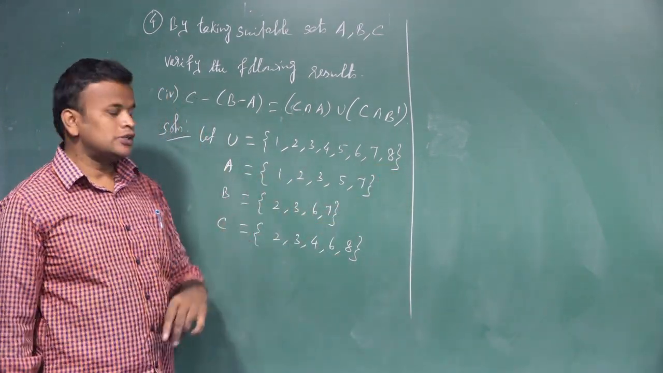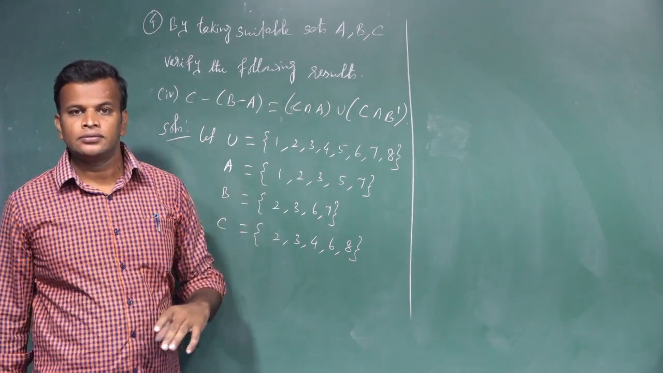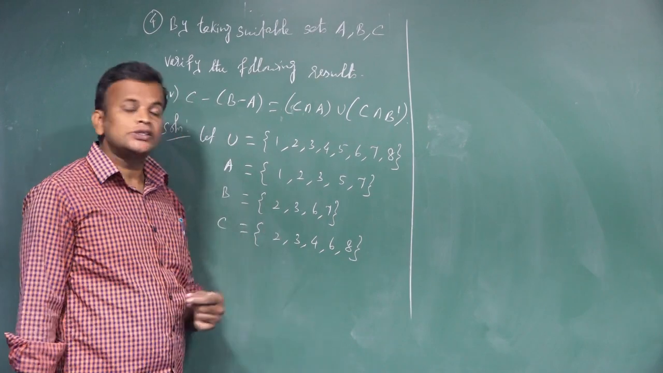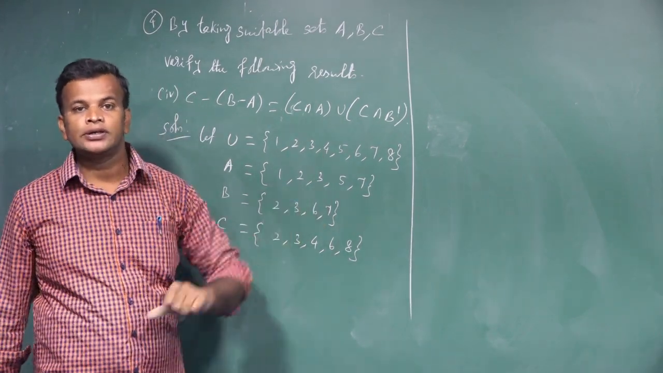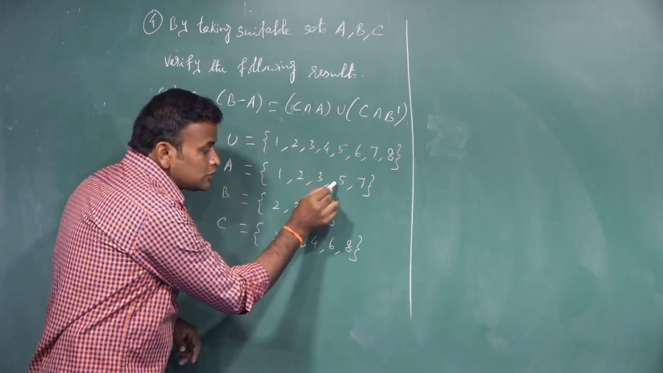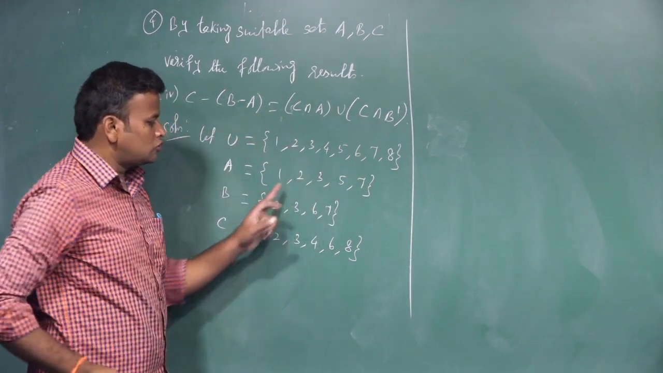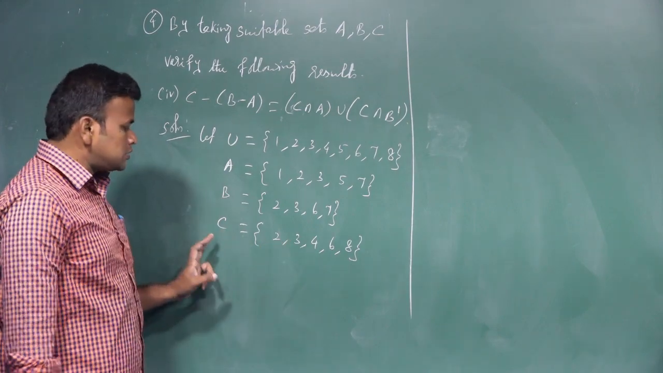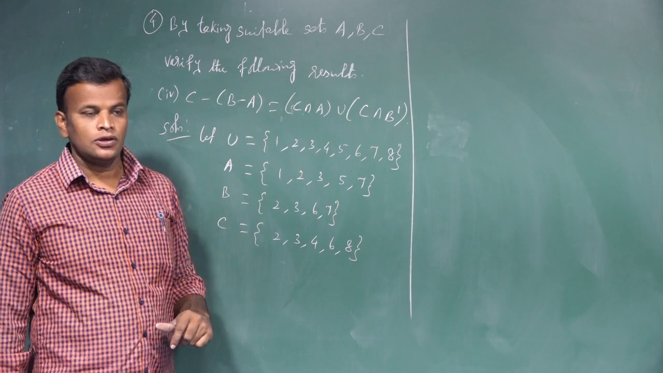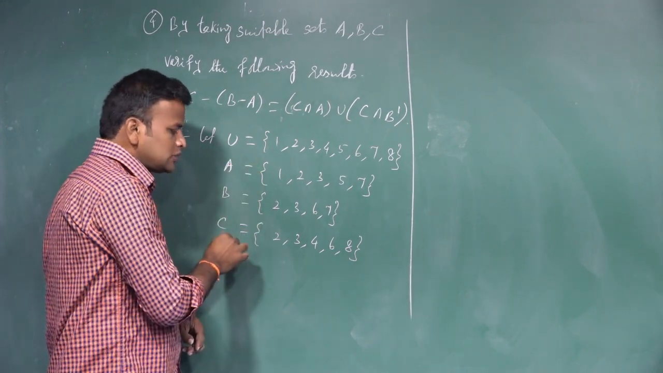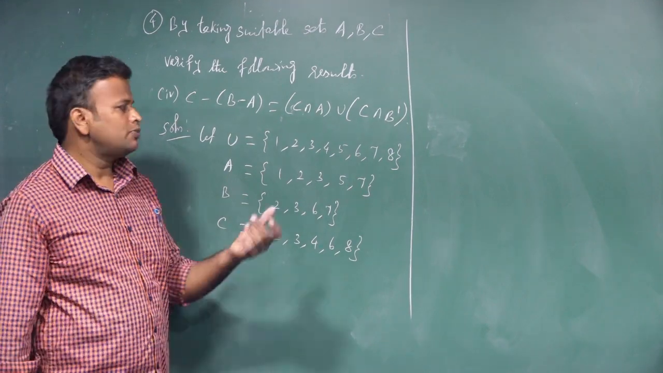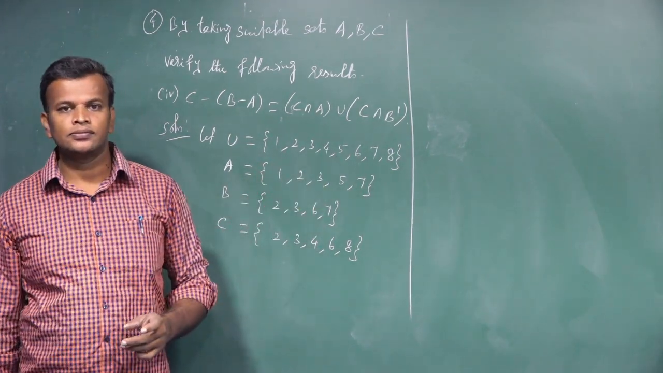So I will take the value of A as 1, 2, 3, 5, 7. Randomly I will take 5 values. And I will take the value of B, also randomly, 2, 3, 6, 7. Difference is involved here, so there is a relation among the elements, 2, 3. Next is C: 2, 3, 4, 6, 8. So I will take the values of the 3 sets A, B, C in this manner. And the universal set is 1, 2, 3, etc. up to 8. I will take just these values as your choice.